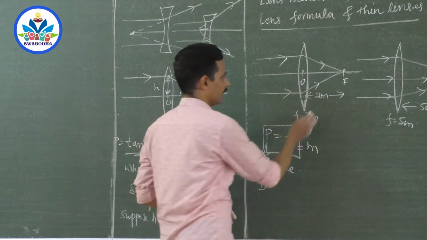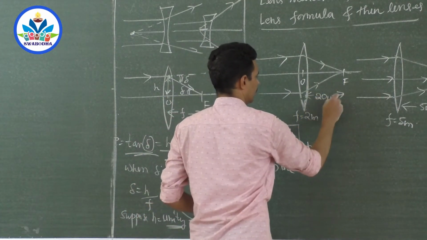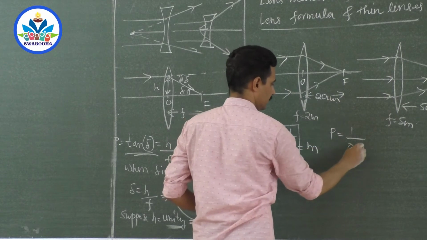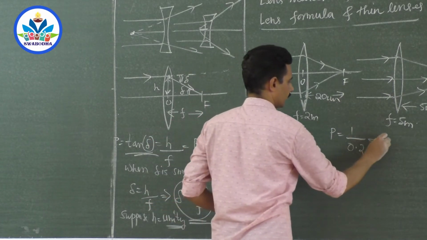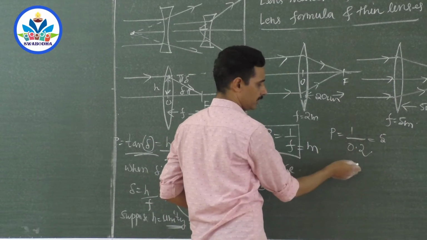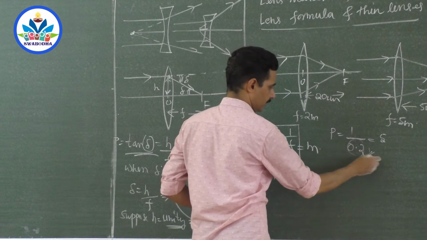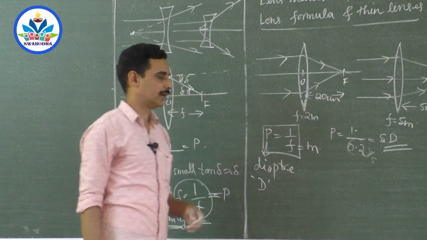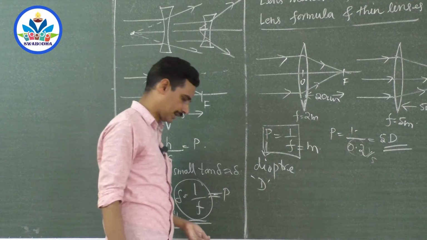Suppose the focal length of a lens is 20 centimeter. What is its power? Power is equal to 1 by 20 centimeters, that is 0.2 meters. That is equal to 5, because you know that 1 by 5 is 0.2. So you can write it as 1 by 0.2, 5 goes to the numerator, 5 diopter. This is the thing related to the power of a lens.